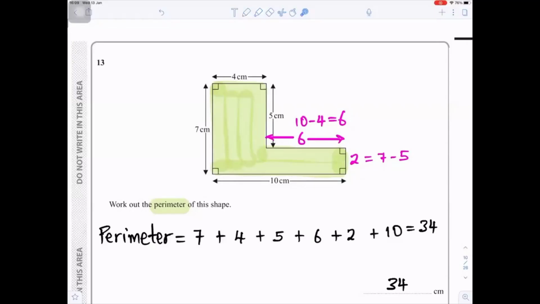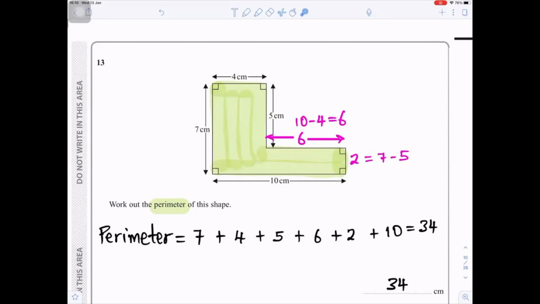Question number 13. Work out the perimeter of this shape. Perimeter is the distance around the shape. So if we start at this corner here, we go 1, 2, 3, 4, 5, 6. We have to add all those sides. There are 6 sides. So there's one side we don't know. This side I'm highlighting in red. But we know the bottom from end to end is 10. From this end to that end is 4. So 10 minus 4 gives you 6. So we know that missing side is 6 centimeters.